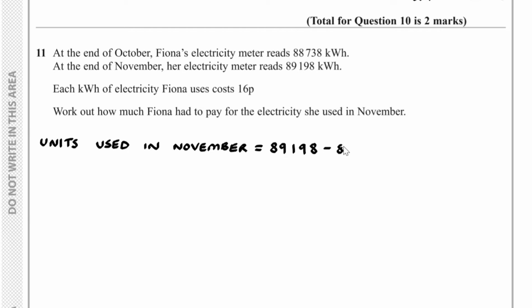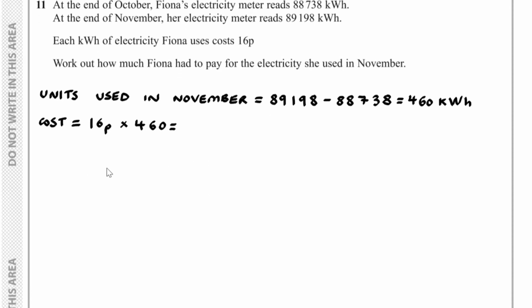So we have 89,198 subtract 88,738. And so if we work this out, we have 460 kilowatt hours. And then each kilowatt hour of electricity Fiona uses costs 16 pence. So therefore, the cost is equal to 16 pence multiplied by 460. And to work this out, we can use a variety of methods. For example, the grid method.